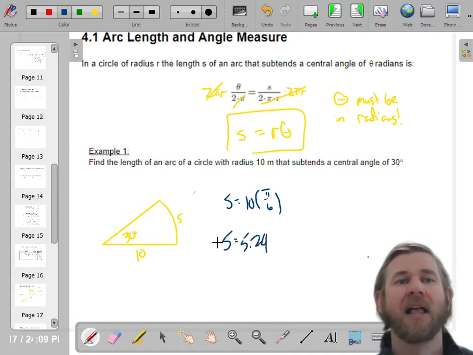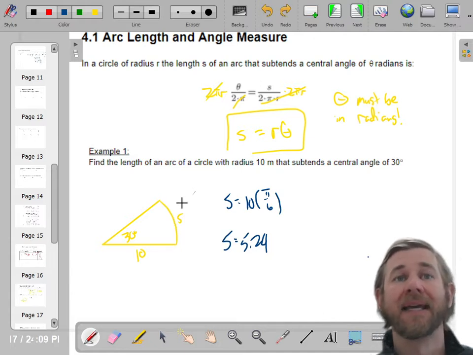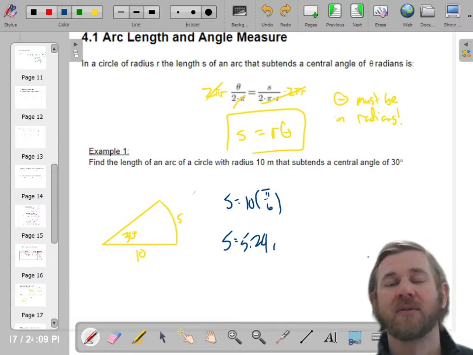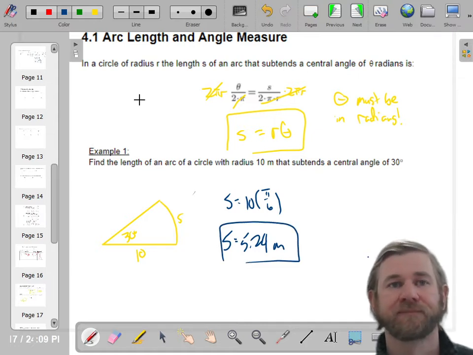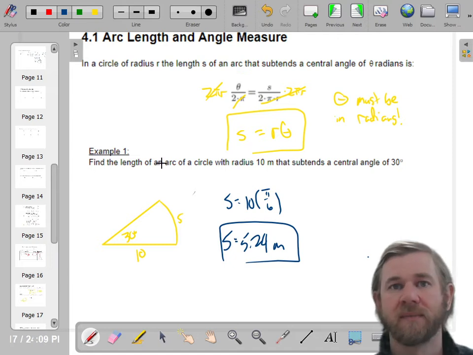5.24 what? Well, the arc is a length. A length in these units. So 5.24 meters. That's it. You just use a formula. S equals r theta. As long as you convert theta to radians, you'll be fine.